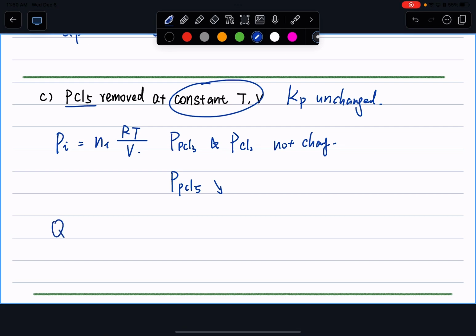So what is our reaction quotient? That's the partial pressure of PCl3 times the partial pressure of your Cl2 divided by the partial pressure of PCl5. The top two are not changing, they're constant. The bottom one is decreasing, so your Q is increasing. So your QP is larger than your KP again.